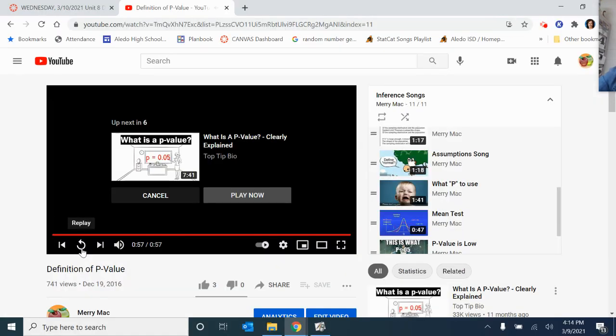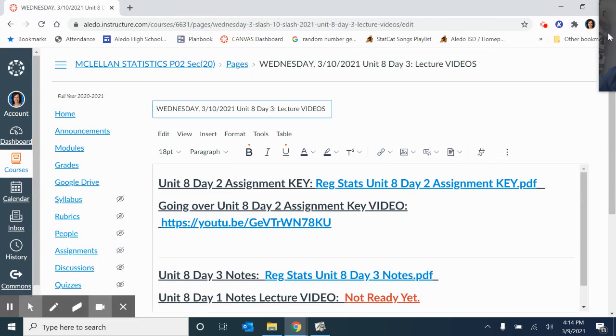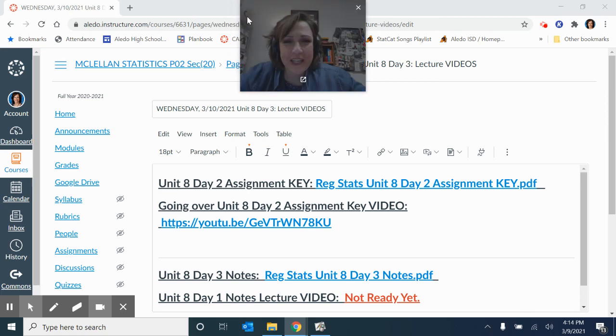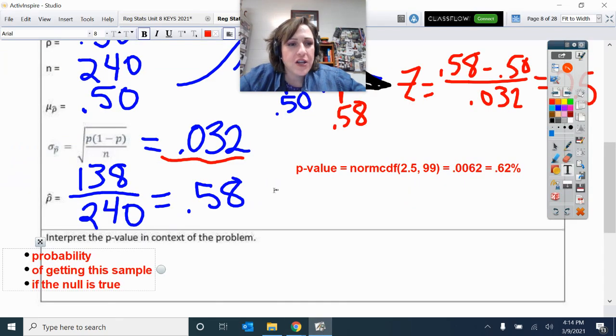All right. So there we go. There is our p-value definition. That's the one I keep singing. And you're like, what are you singing? The p-value is the probability of getting this sample or something more extreme if the null is true.